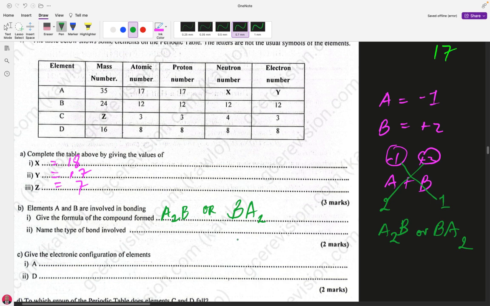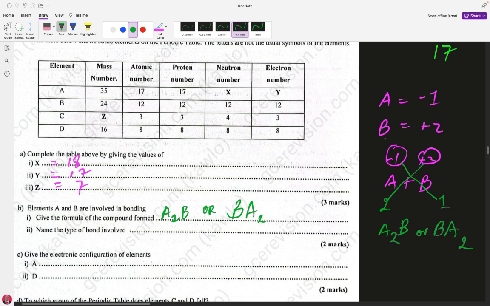So let's get to number 2. Name the type of bond involved. Remember that chlorine, which is A, is a nonmetal, and B, which is magnesium, is a metal. A bond formed between nonmetals and a metal is an ionic bond, or electrovalent bond.